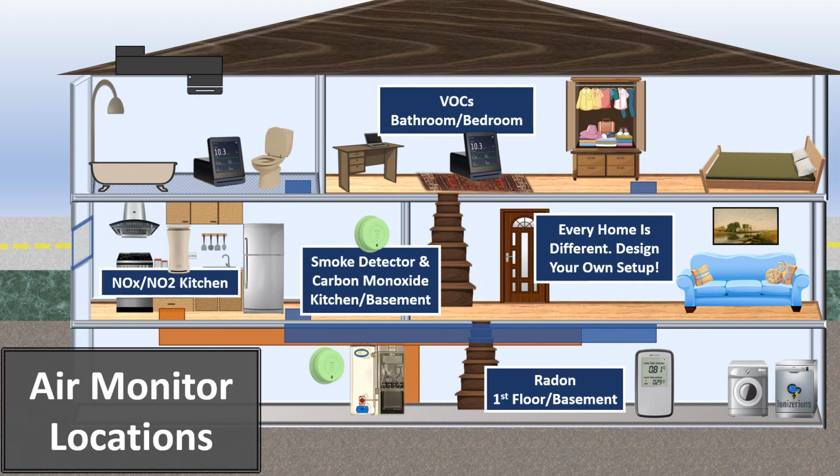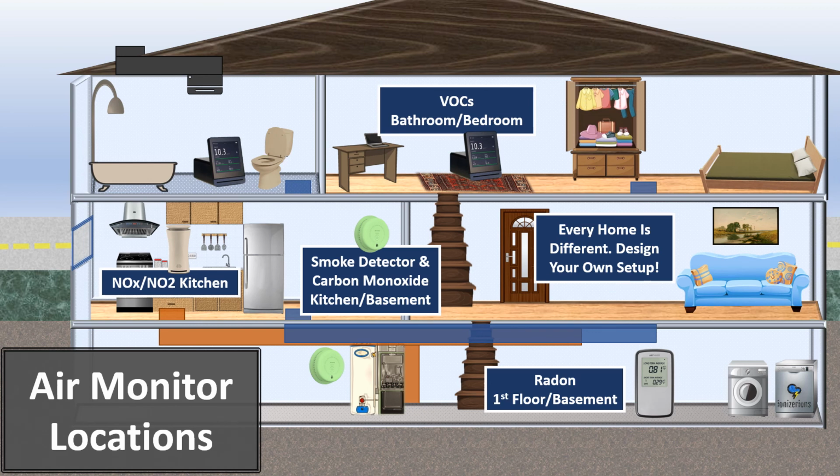Every home is different. You have to learn to design your own setup. So generally speaking, we might have volatile organic compound monitors in the bathroom or bedroom. We might have nitrogen dioxide monitors in the kitchen. We might have smoke detectors and carbon monoxide detectors in the kitchen and basement. And we might have radon detectors on the first floor or basement.